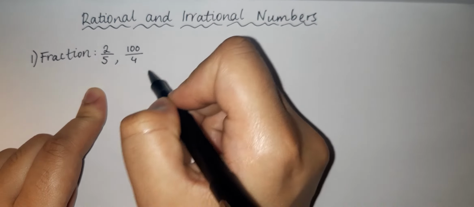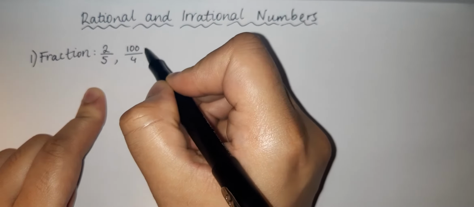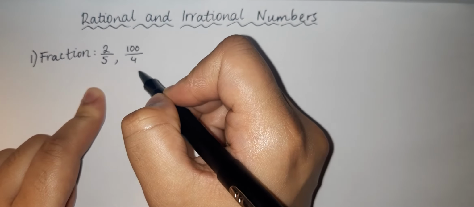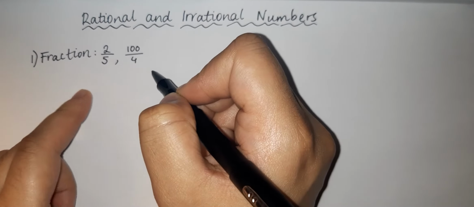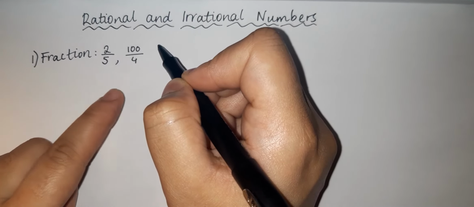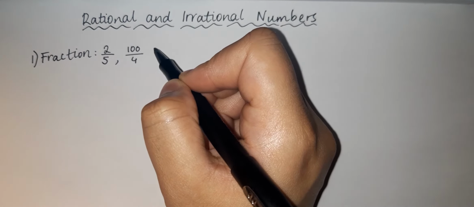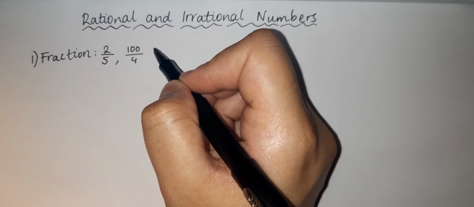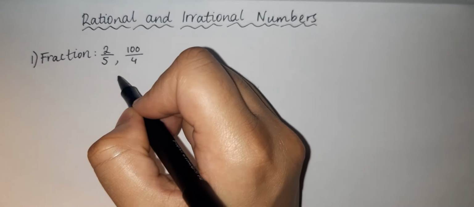100/4 is a rational number because it is a fraction, and so on. So we know that a fraction is a rational number because the definition of a rational number is a number that can be written as a fraction. So that's the first thing.